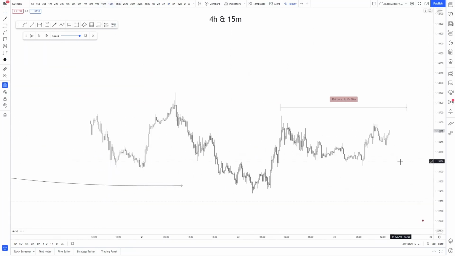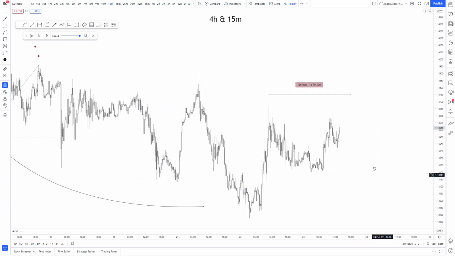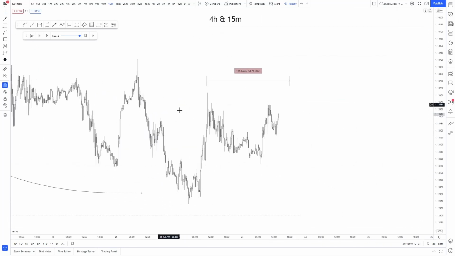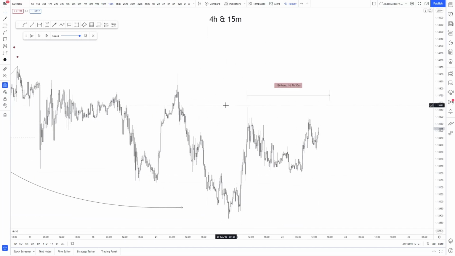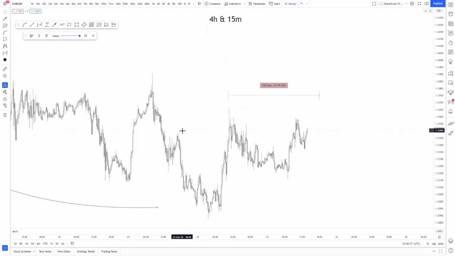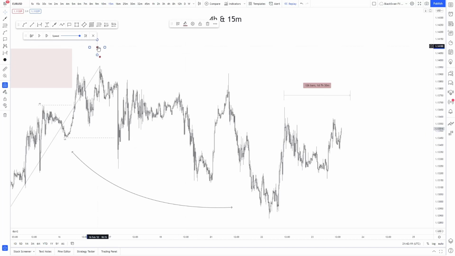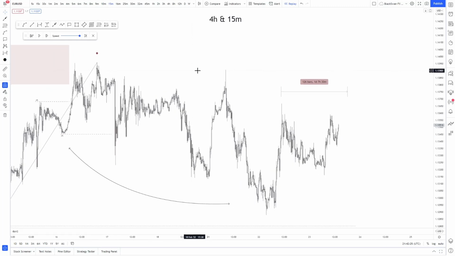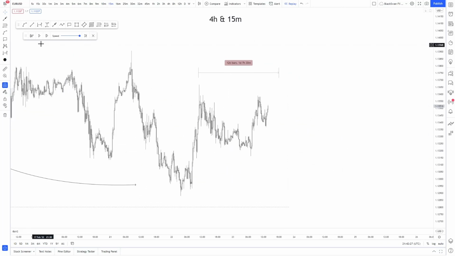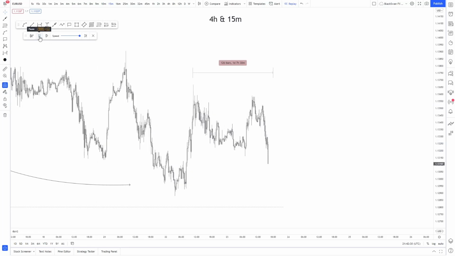So with that information, we know we can get shorts from up here. We can use supply and demand to get involved in the market and to understand our correct levels. And we'll be covering supply and demand in greater detail in the next series. But we just let this run.